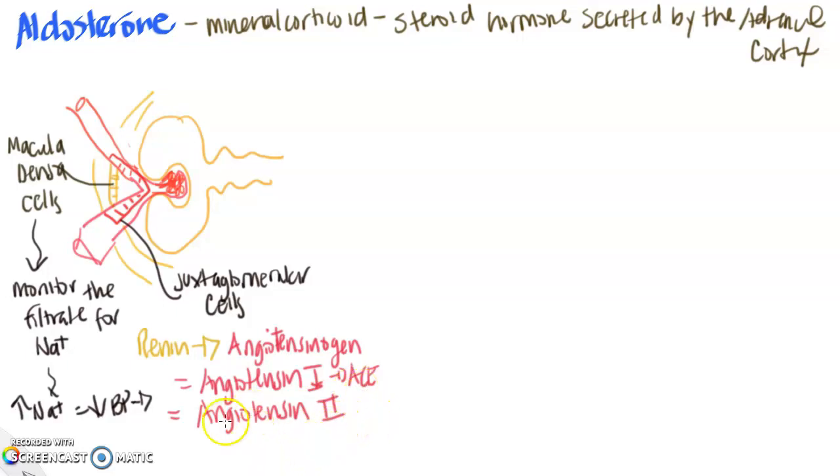So we know that angiotensin 2 causes vasoconstriction, causes increased thirst, causes increased cardiac output. All of those things come from angiotensin 2, which will increase blood pressure. But it also increases aldosterone production from the cortex of the adrenal gland. So what does aldosterone do? Well, it targets the kidneys, but it tells the kidneys to reabsorb sodium.